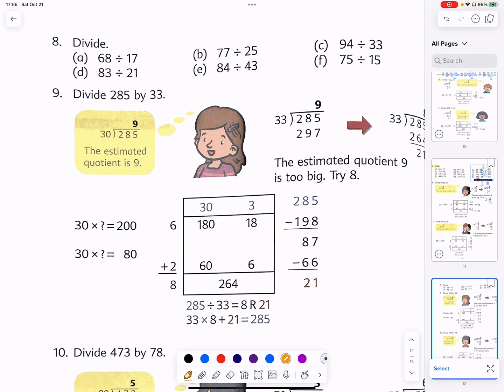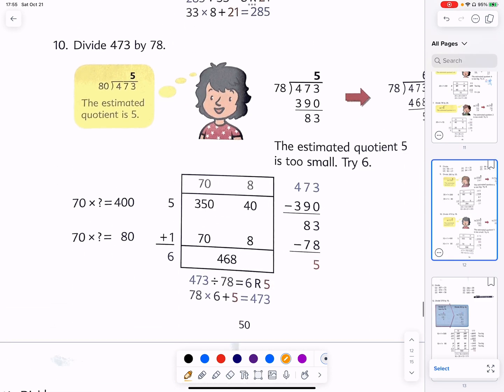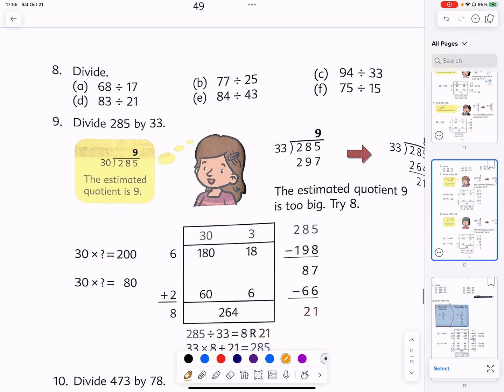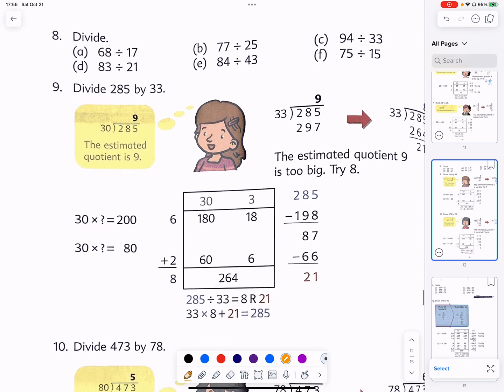Let's move to the following page. I am on page number 50. We have more questions about division. Let's look at them. Number 8, divide. Number 9, divide. Number 10, divide. Lots and lots of examples. Let's look at the top line like I always split. A, B, C. Let me draw the top line.